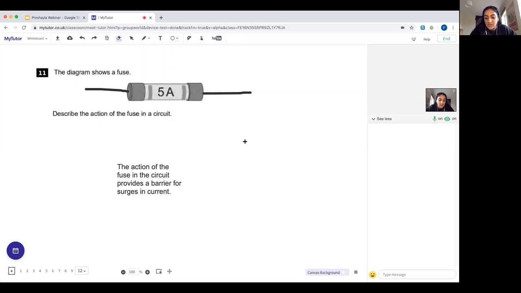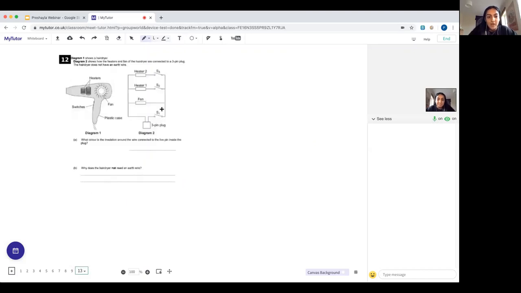Okay, so that is how a fuse works, and well done to those of you who got that. Now that would be a 3-mark question. So 1 mark for saying that the fuse will detect a current that is higher than the fuse rating. So the fuse detects a current that is higher than 5 amps. If it detects a current that is higher than 5 amps, then the fuse melts. So that's the 2nd mark, the fuse melts. And the 3rd mark is that if the fuse melts, it breaks the circuit.